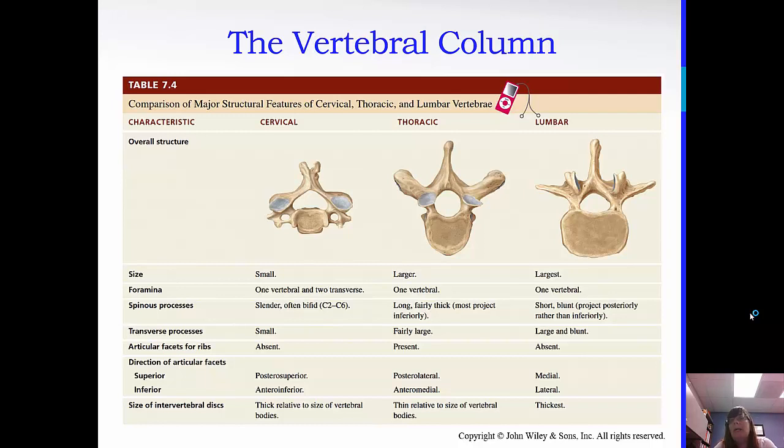And then thoracic vertebrae in the middle, their body reminds me of like an alien being, kind of thing. So make sure you can tell the difference between the three different types.